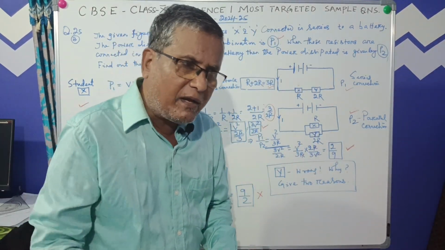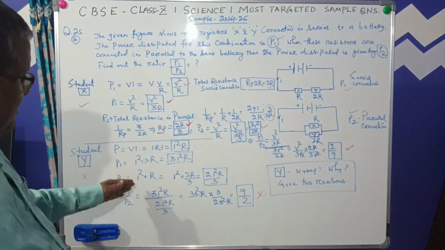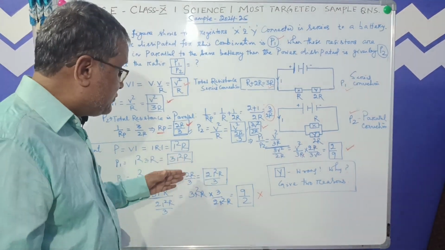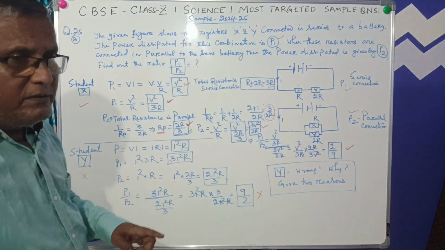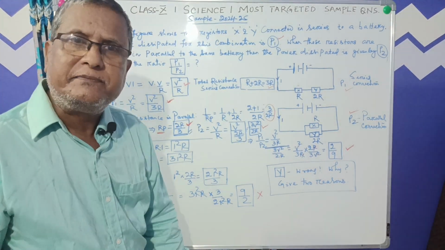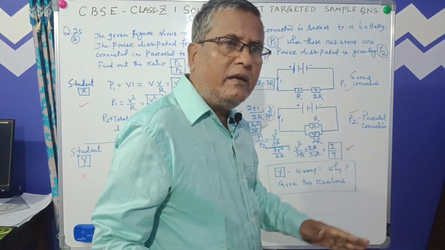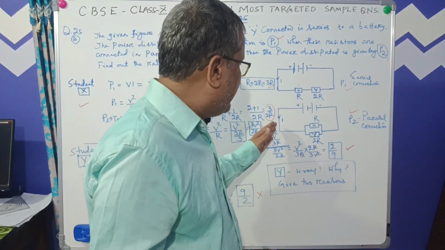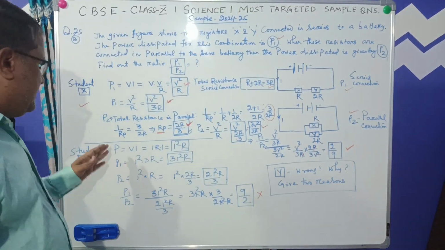But in the same class, another student Y solved the same problem in a different way. So there was a conflict between the two students, because the answer had been given in the marking scheme prepared and displayed by the CBSE. So student Y argued.